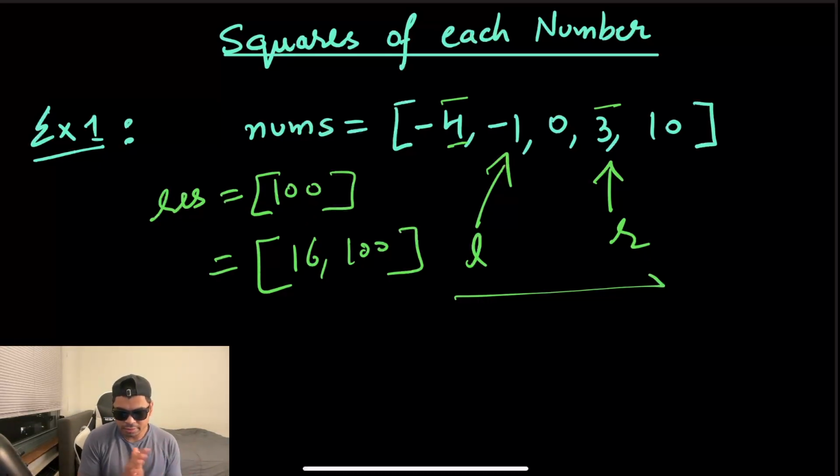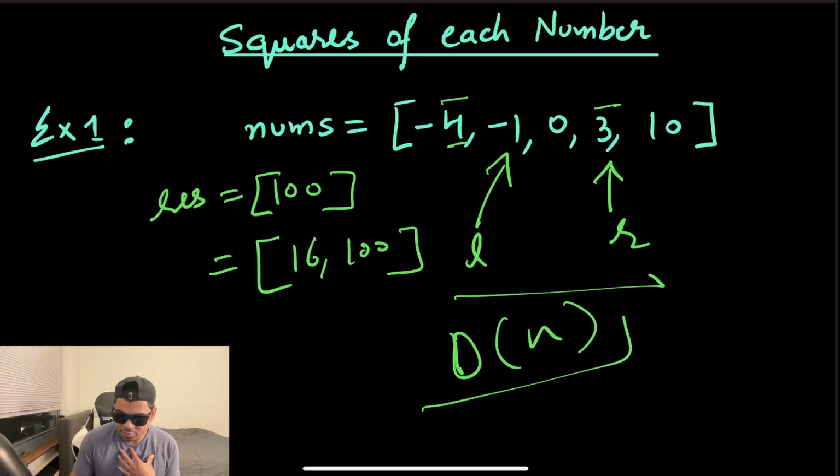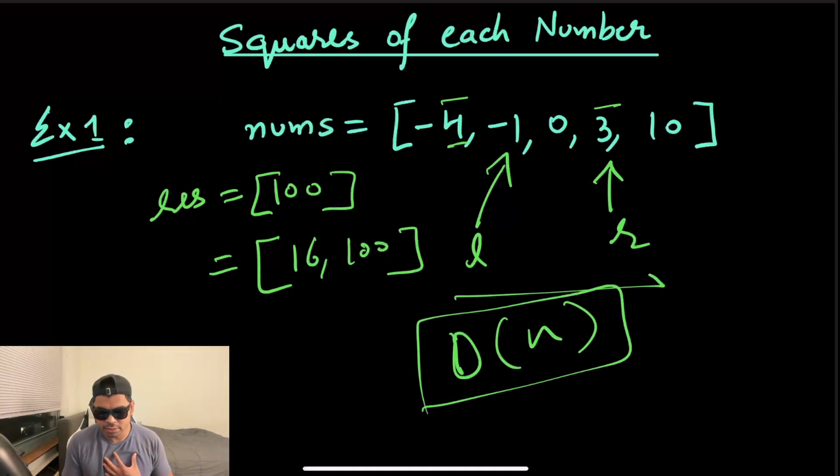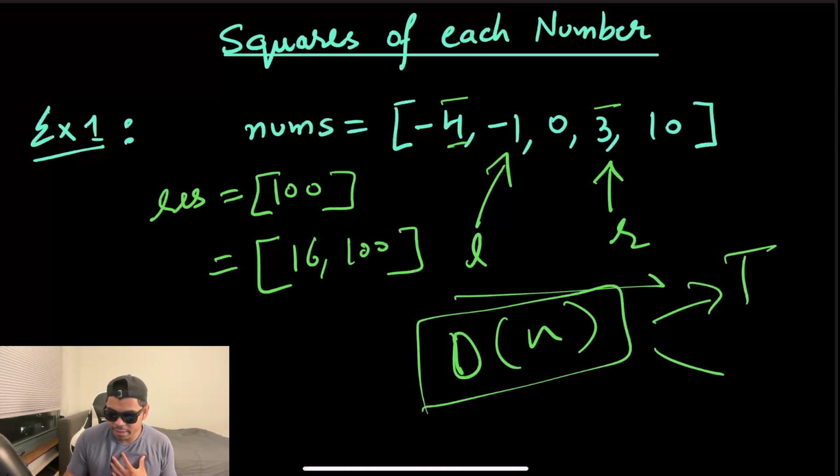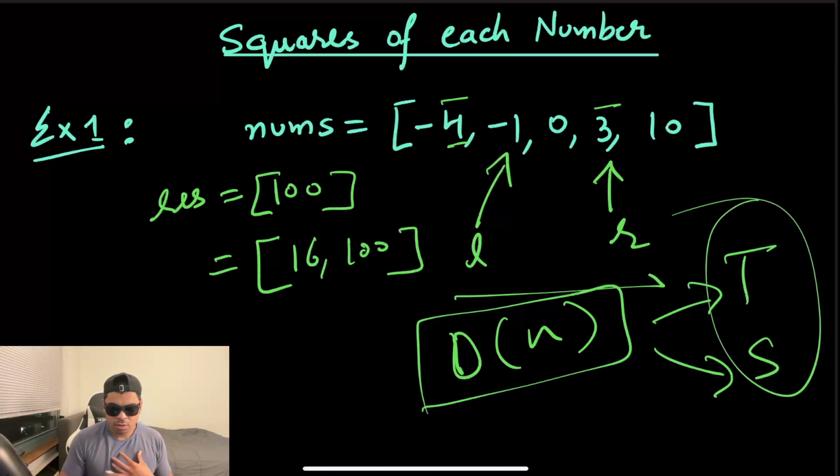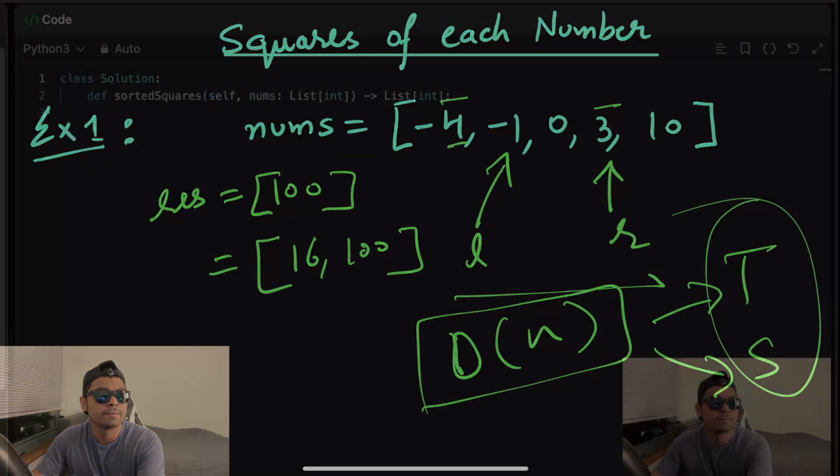All right, so this will be big O of n time complexity and the same space complexity. So this will be time and space. All right, so let's do that. I think it will be an easy solution.